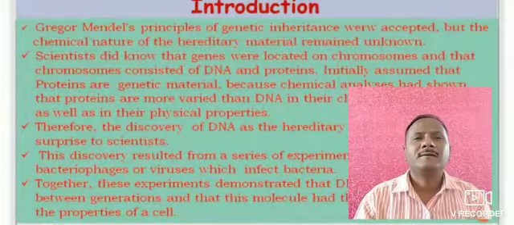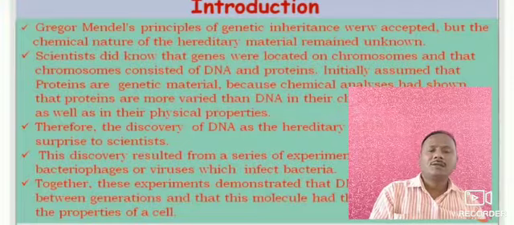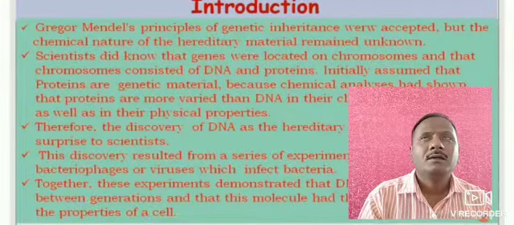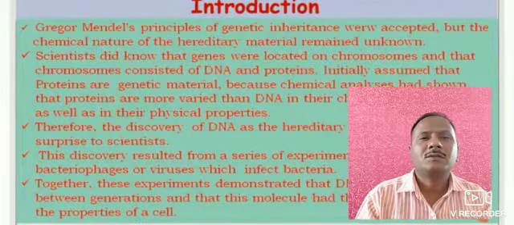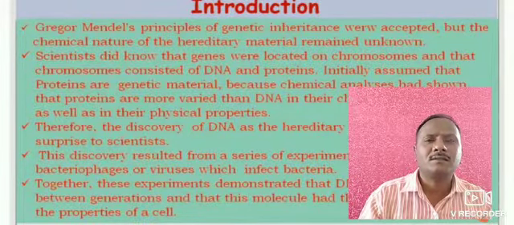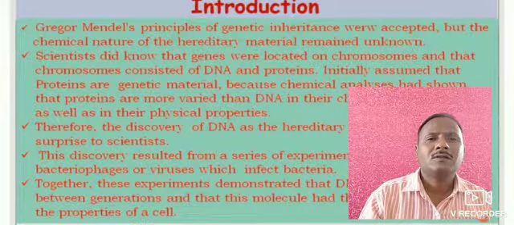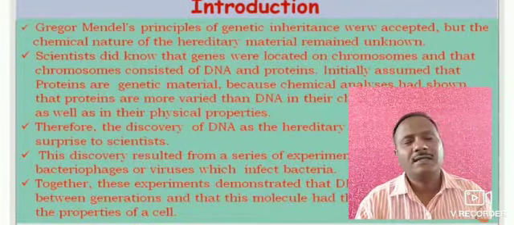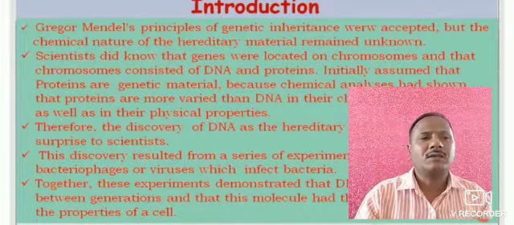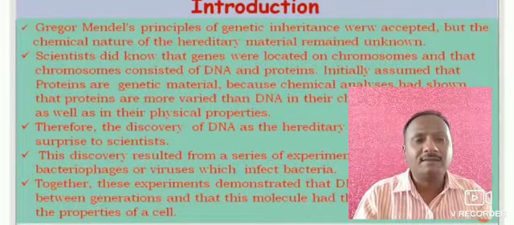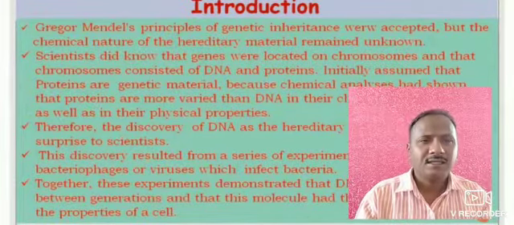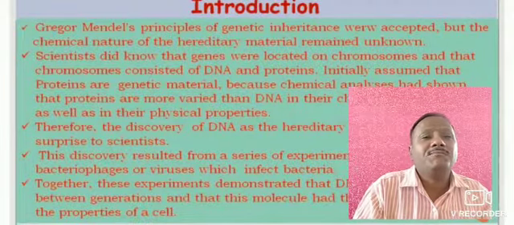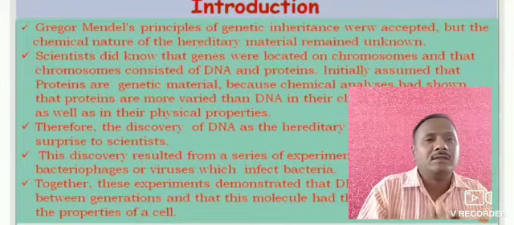Let us see the first introductory part. First, the scientist Gregor Mendel carried out experiments and discovered some principles and mechanisms of genetic inheritance. He said that the genetic material is transferred from one generation to another generation in living things, but the chemical nature of the hereditary material remained unknown at that time.